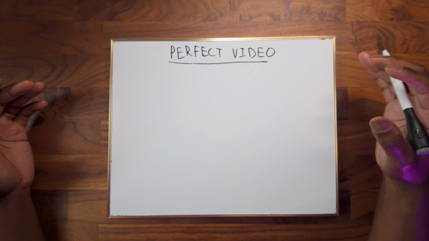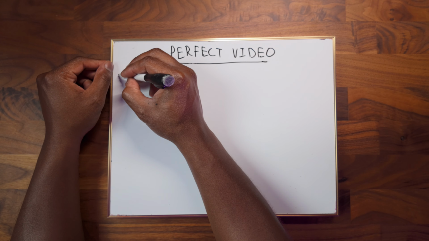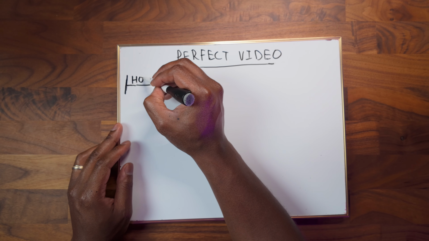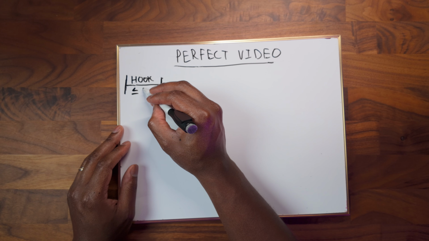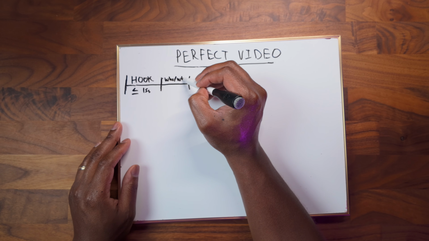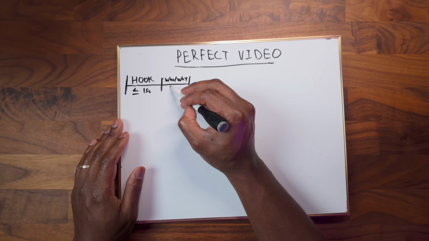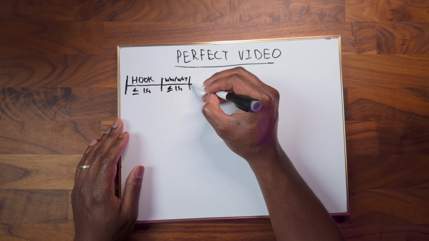Let me show you the overview of all 5, and then we'll break down what's inside of each one. The first section is the hook. This is the first 15 seconds or less of your video. The next section is the who and the why. This will also be less than 15 seconds at the beginning of your video.